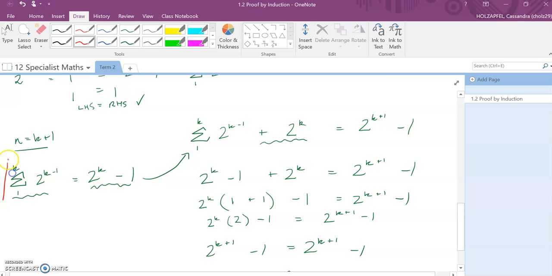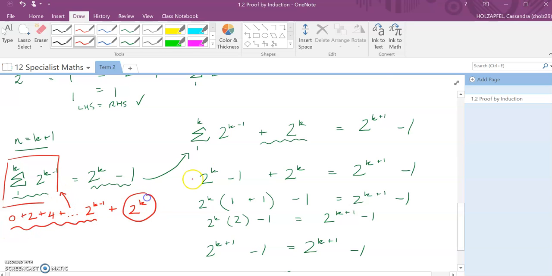Effectively, what this is saying is I'm adding 0 plus 2, plus 2 plus 4, plus dot dot dot, all the way up to 2 to the power of k minus 1. And then the next term is going to be this plus 1, so it's going to be 2 to the power of k. So that's where that came from. So effectively, this represents this little bit here. This represents this bit up here. So I hope that explains it a little bit better. Anyway, so that's proof by induction.